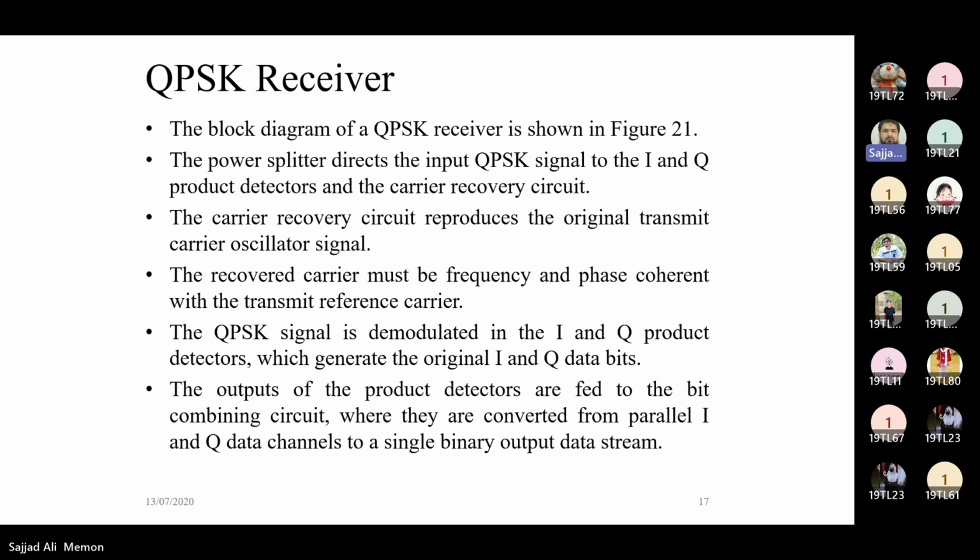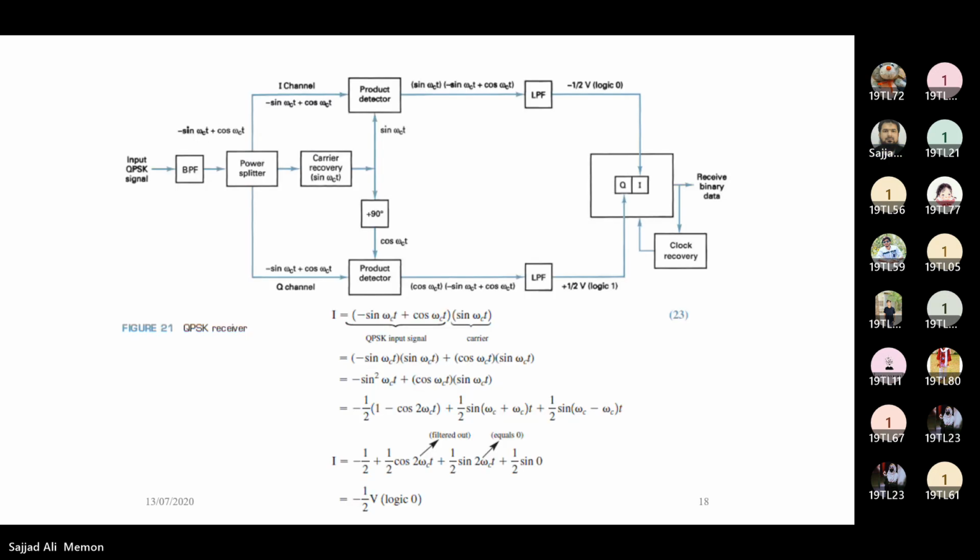Then we have the QPSK receiver. The block diagram of a QPSK receiver is shown in figure 21. This one, where you can see we have the input signal. Input signal can be plus minus sine omega ct and plus minus cos omega ct. This particular case will be provided minus sine omega ct and plus cos omega ct. So this is the power splitter, I channel and Q channel.